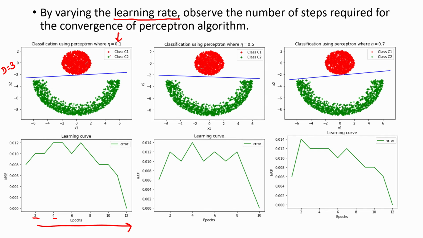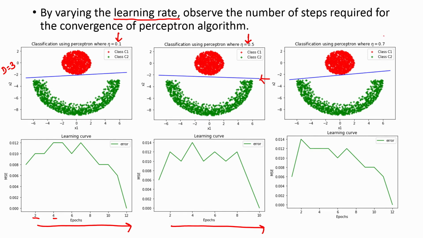Now, let us increase the learning rate eta from 0.1 to say 0.5. We see that even in this case, finally the perceptron algorithm is able to find a hyperplane that can classify the data points. We see that in this case it requires just 10 steps. So, we might come to a conclusion that as we increase the learning rate, maybe the number of steps required for convergence decreases.